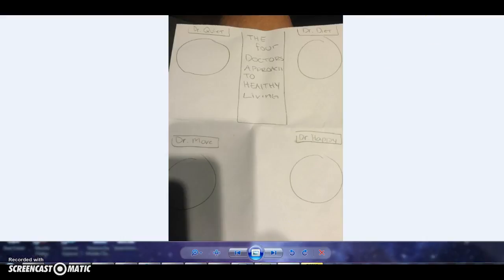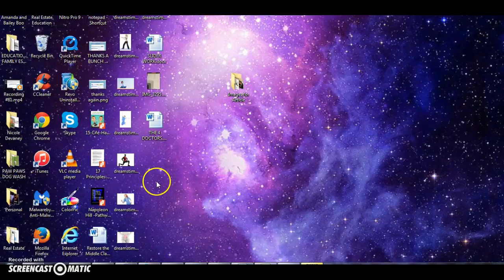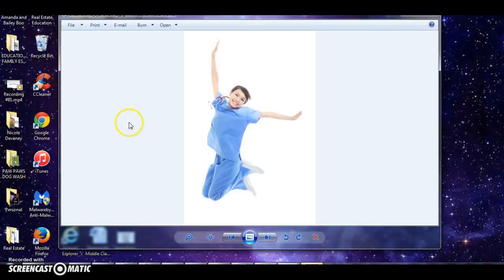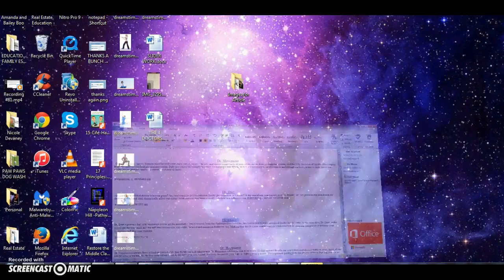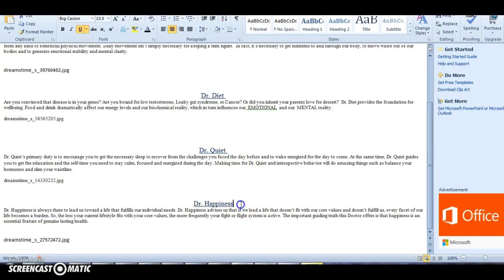And then Dr. Happiness is going to be this person jumping for joy. And it has all the JPEGs, the names of the JPEGs that go along with it right next to it.